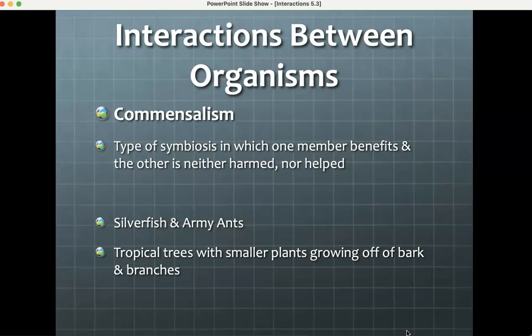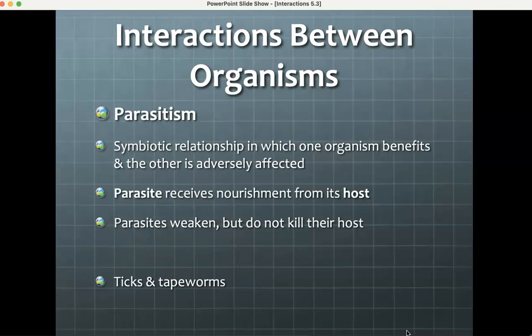But yeah, I always mean to check on this silverfish and army ants thing. I'm not sure who benefits who in that one.